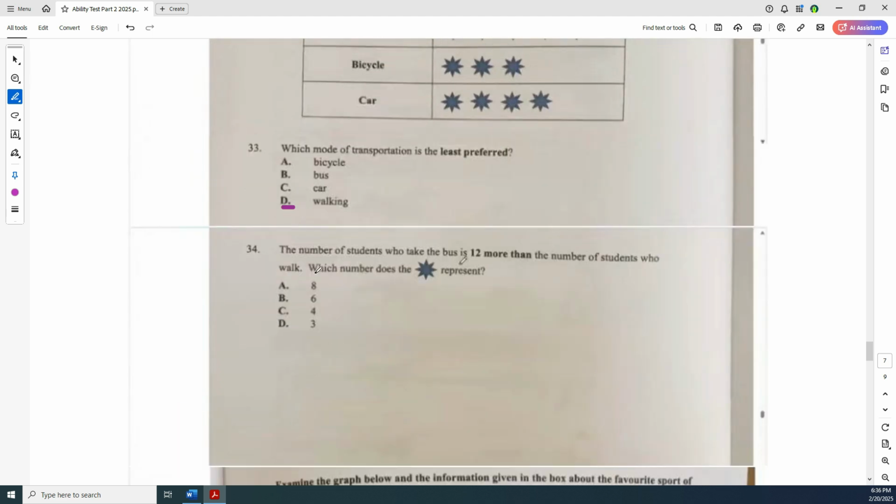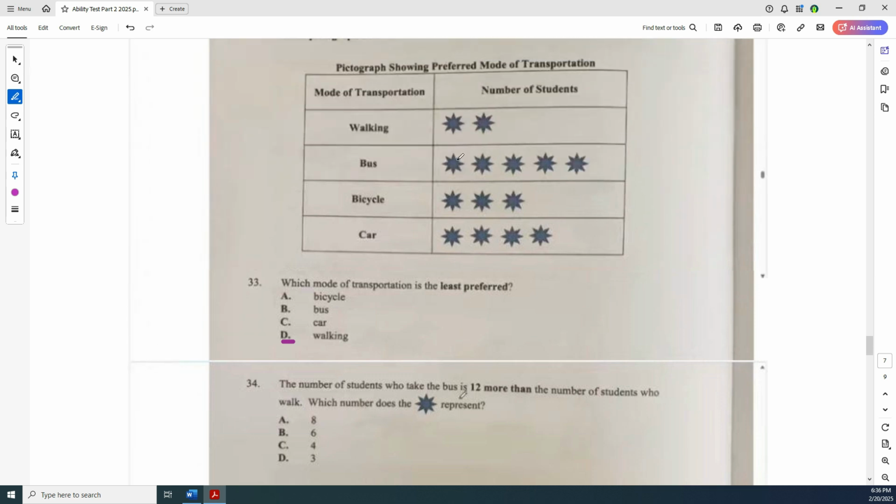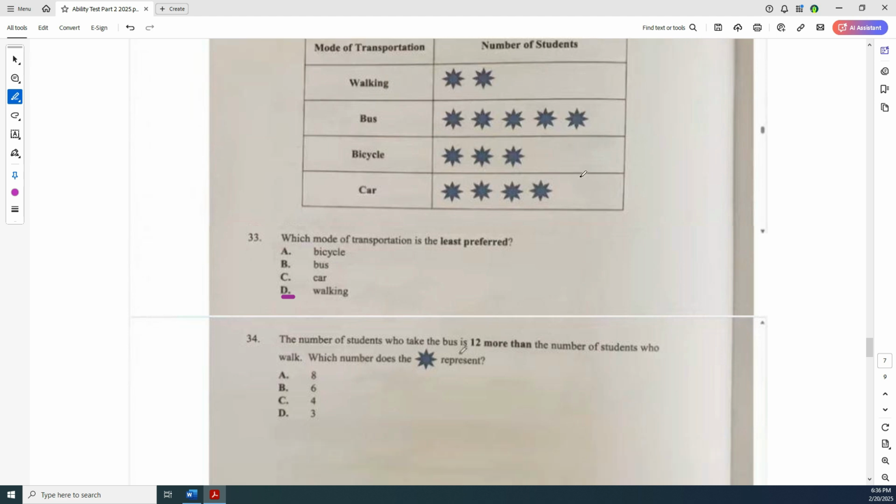Item 34. The number of students who take the bus is 12 more than the number of students who walk. What does the star represent? So that would be easy. We just need to say, okay, 4 2s are 8, and then 5 4s is 20. Let's try 4. So this is 20, and if I take 8 from 20, it leaves 12.